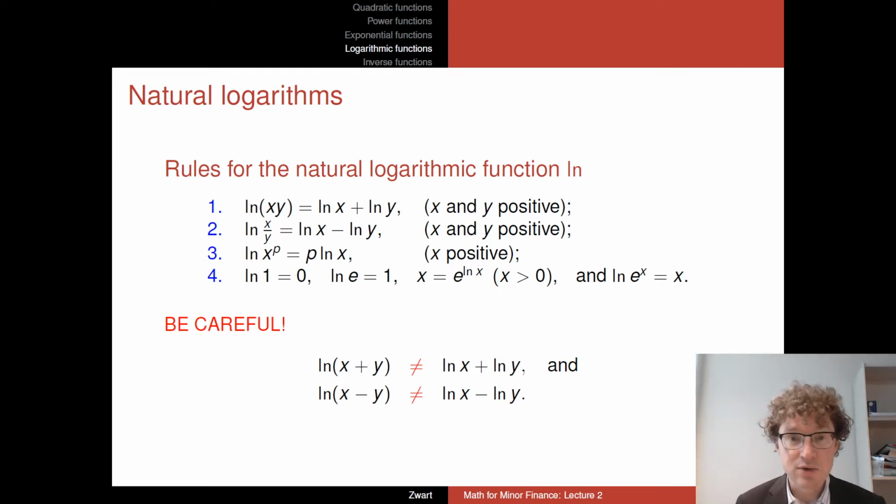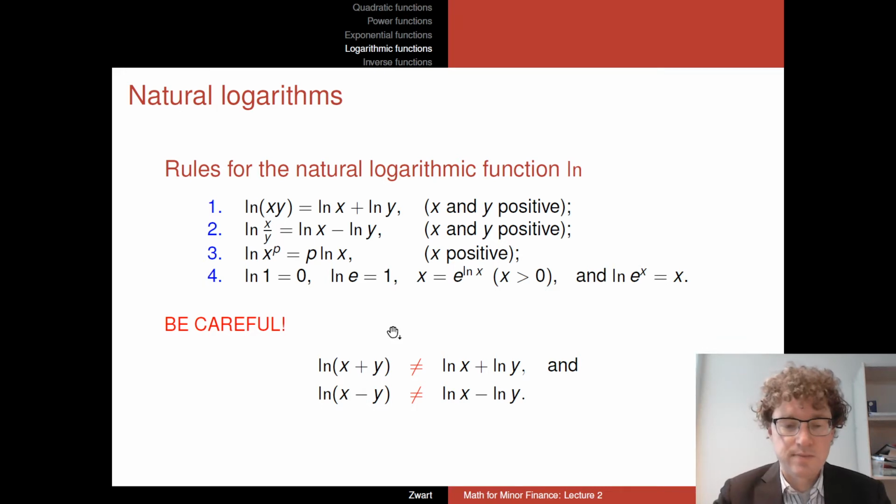So let me go to paper to study two of these examples, the first one and the third, to see why they are true. So the log of xy equals log x plus log y, and the log of x to the power p equals p times log x. So let's see why that's true. So here we are on paper.